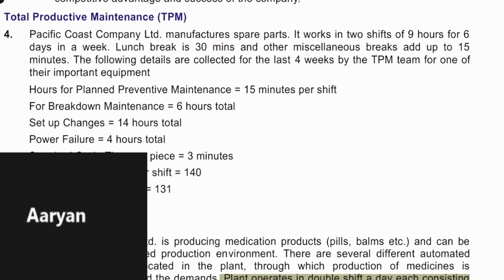The trick will be to calculate the availability ratio per shift. If you convert the data to per shift, beta, it will be very easy for you to calculate the availability ratio. Otherwise, you can calculate the availability ratio for 4 weeks. The answer will remain the same. No doubt about that.